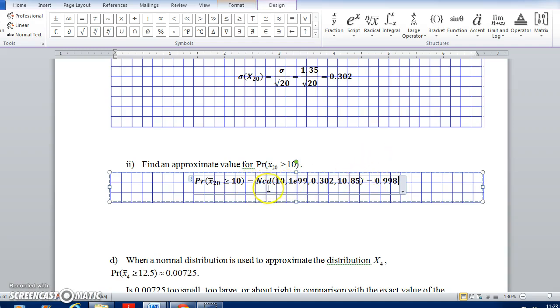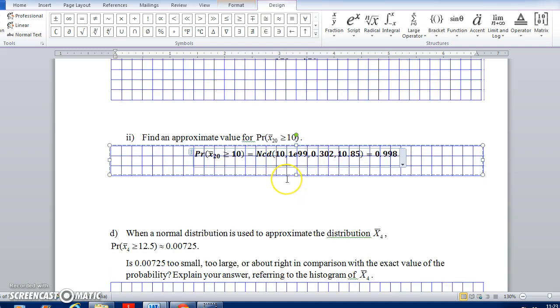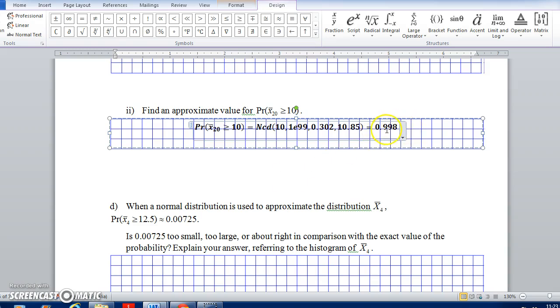So our probability is going to be 99.8% that the mean life of a sample of 20 is going to be greater than 10 hours. So that's pretty good. That's a pretty good probability, really.